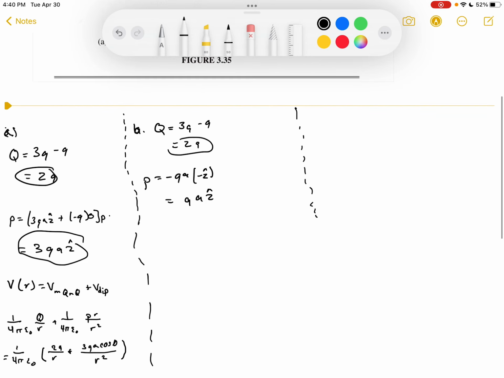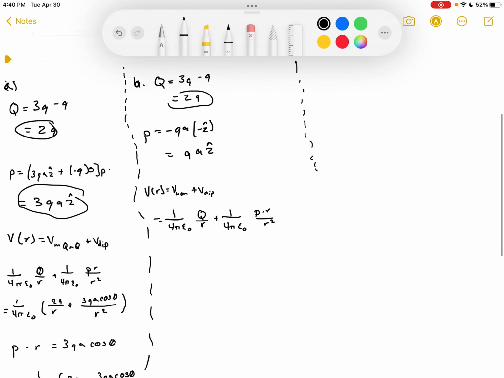Now, find the total potential again. So V of r is V monopole plus V dipole, which is just equal to 1 over 4 pi epsilon naught q over r plus 1 over 4 pi epsilon naught p dot r hat over r squared. I'm going to plug in the 2q that we got for our monopole moment, and the 3qa cosine theta for our p dot r hat.